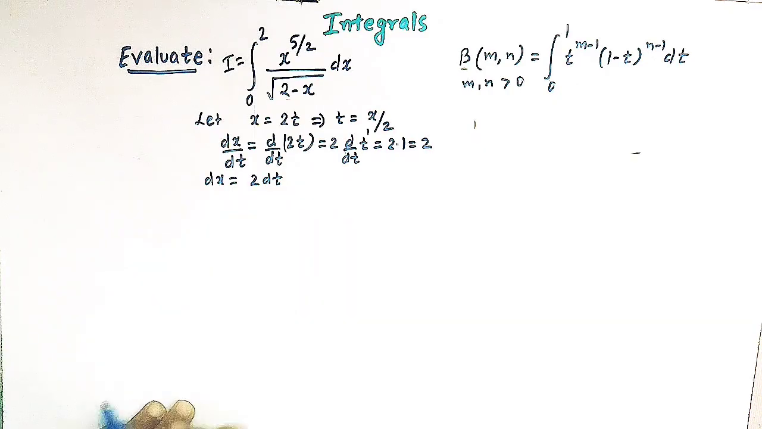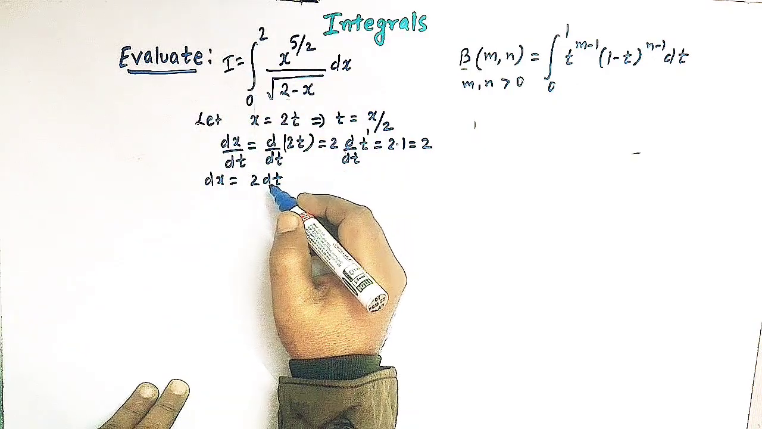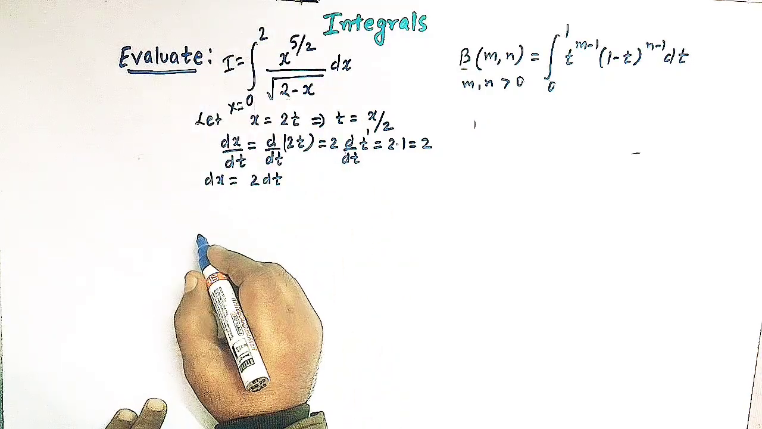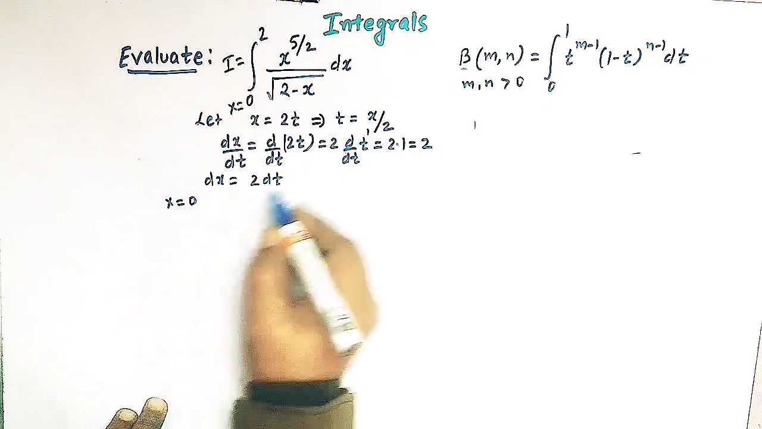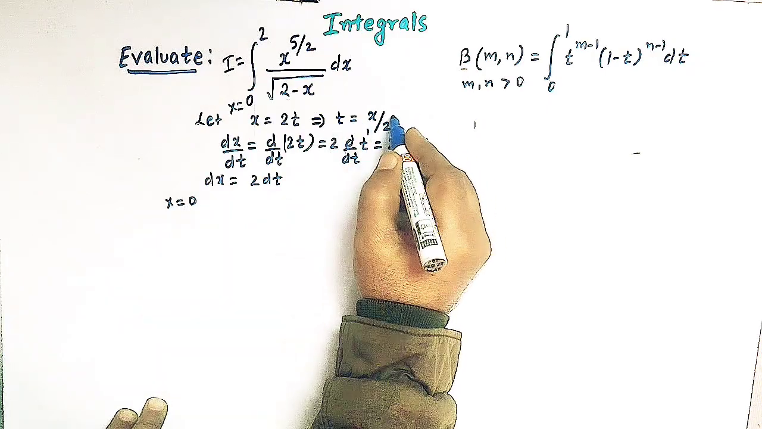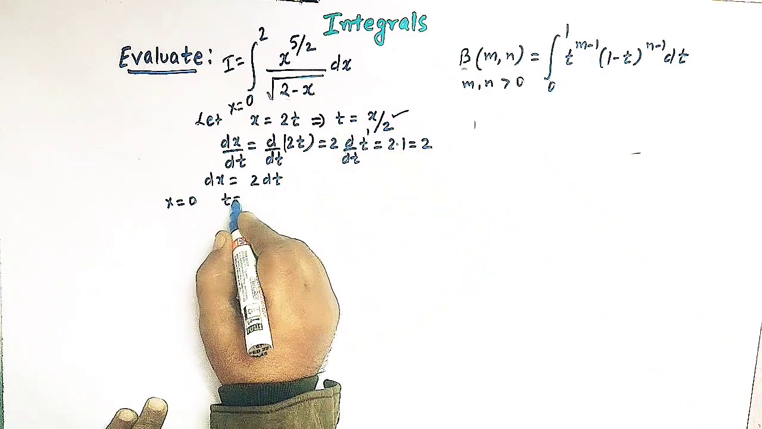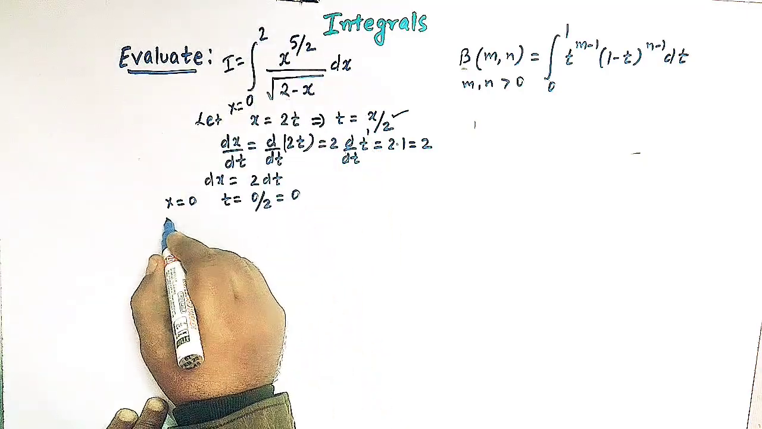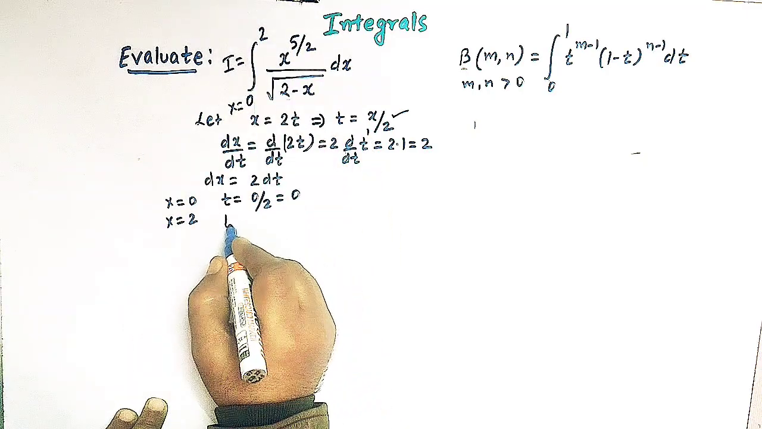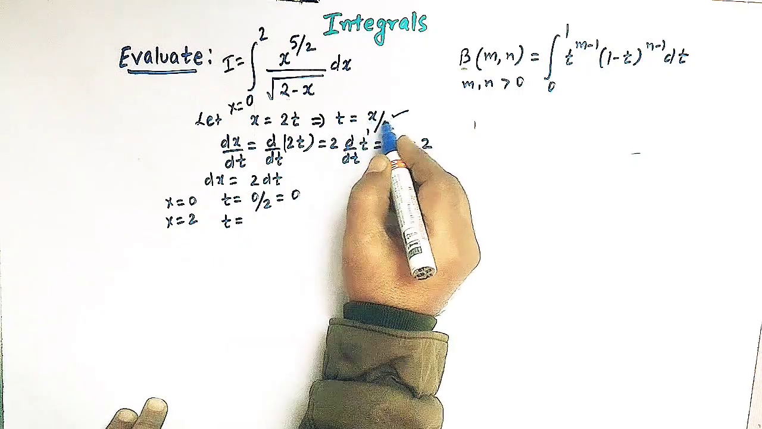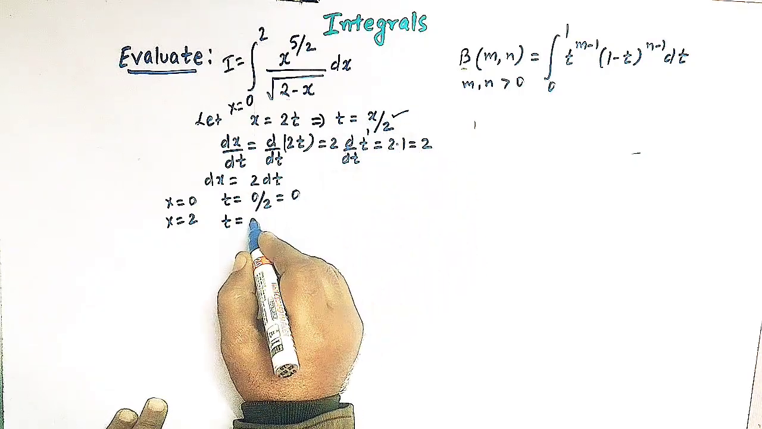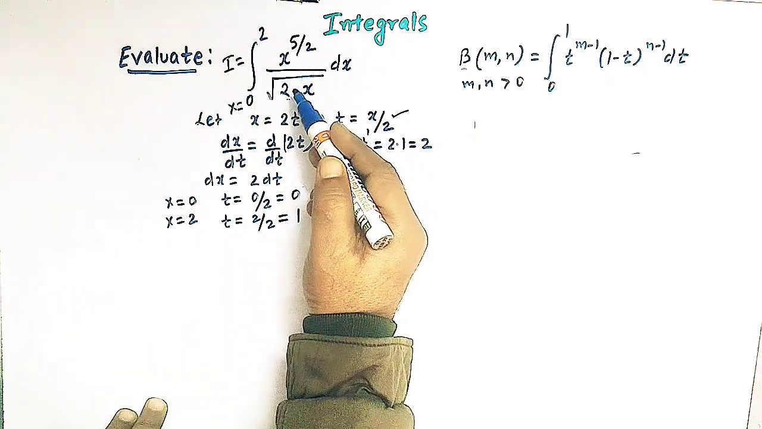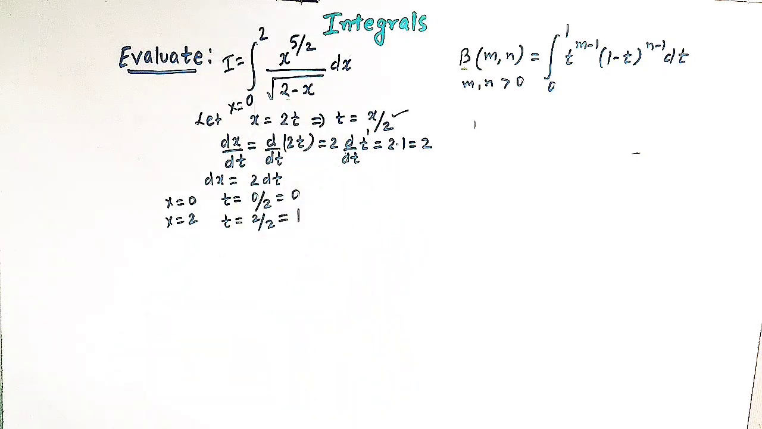Okay, so now we'll change the limits accordingly. Here the lower limit is 0 and the upper limit is 2. When x is equal to 0, the value of t can be obtained from this relation: t is equal to 0 over 2, that is 0. And when x is equal to 2, the value of t, again from this relation, is 2 over 2, that is 1. So now let us write this integral in terms of t.